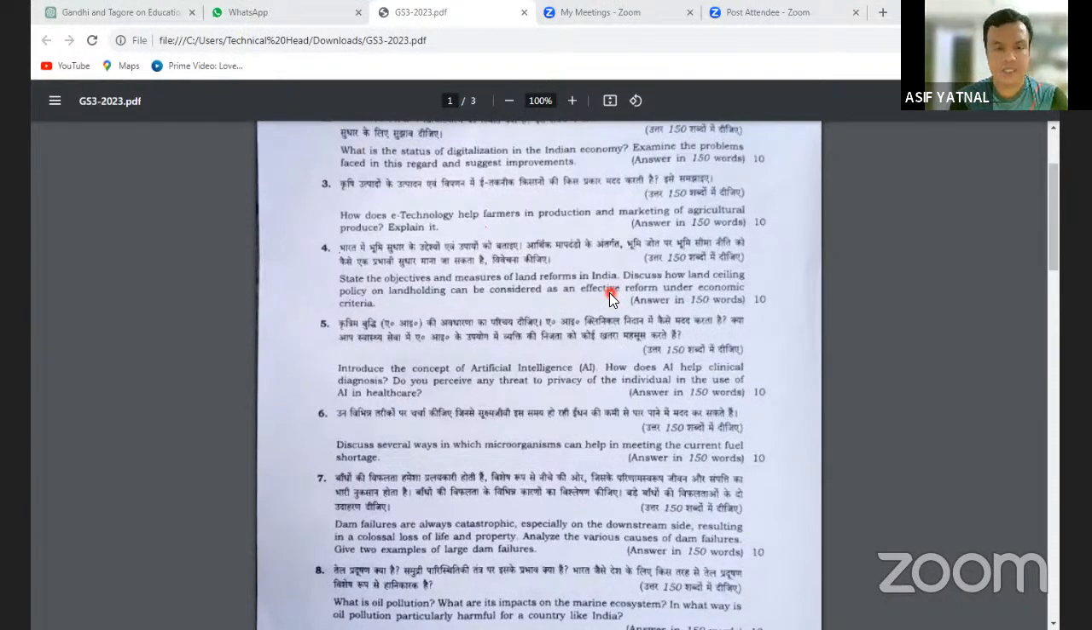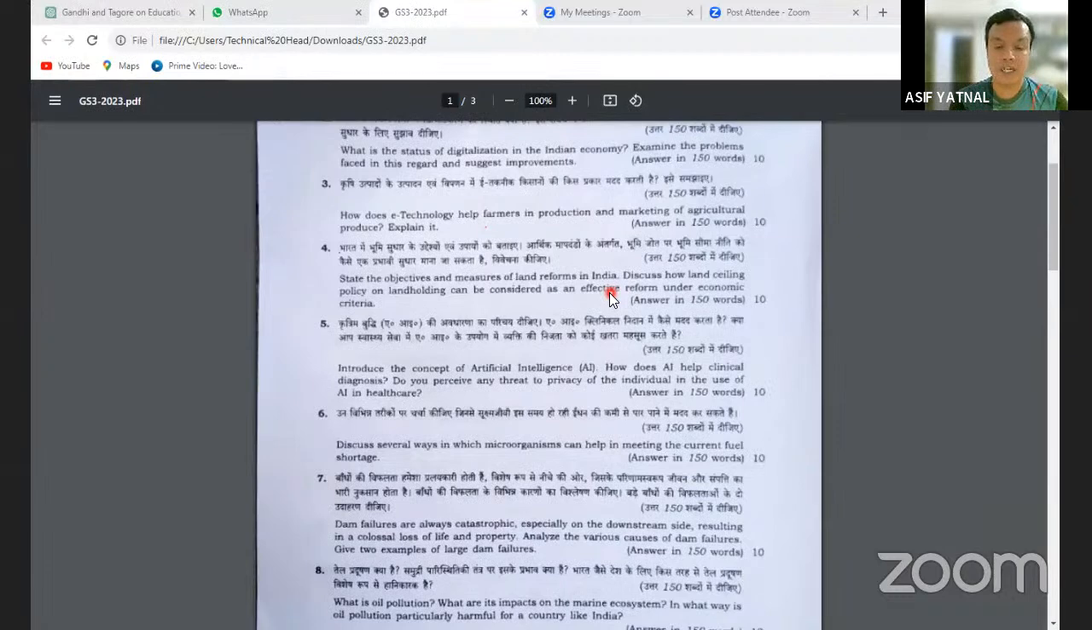Land ceiling is basically keeping some restriction on the farmers on how much land they can hold. एक सिंगल फार्मर कितनी जमीन अपने पास रख सकता है, उसको लेकर एक कानून बनाया गया था. Various states have a different number. Like in Maharashtra, a farmer can have max 28 acres of land.